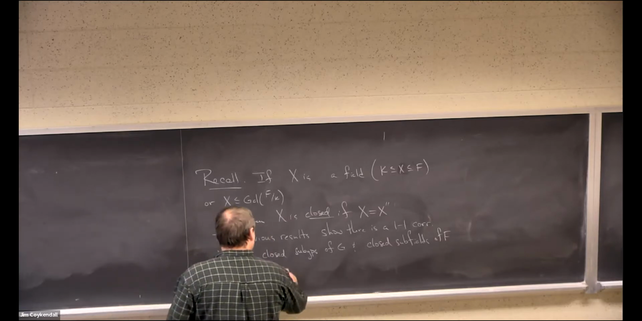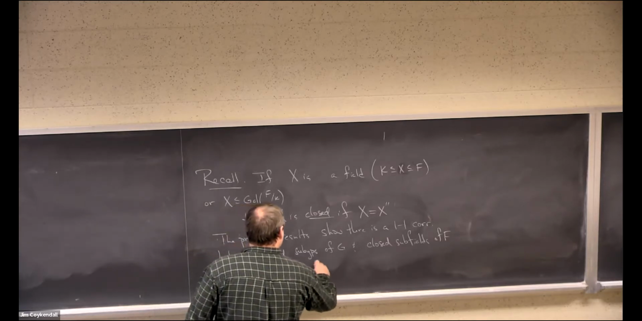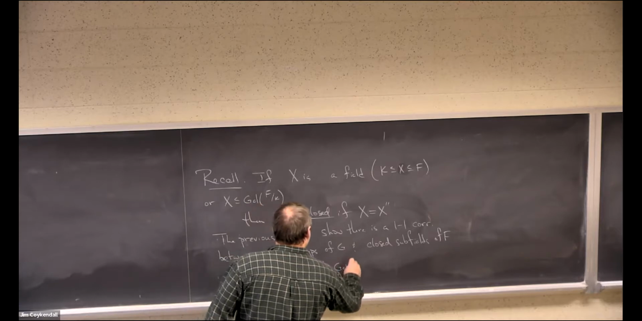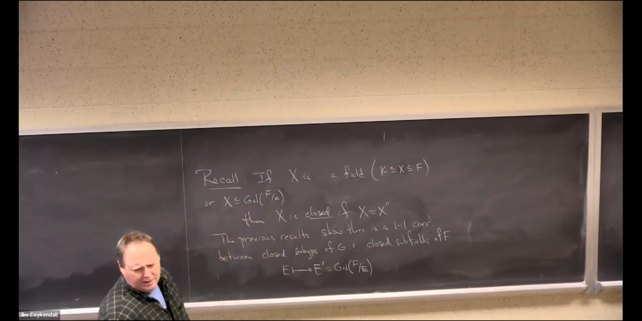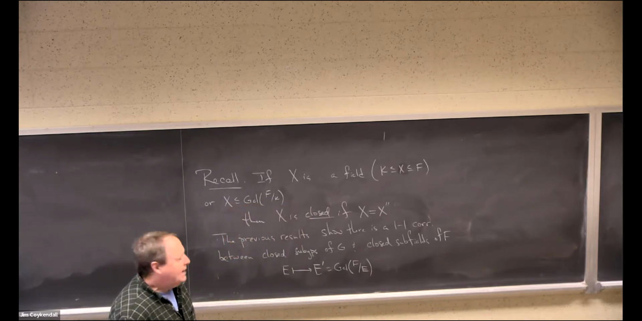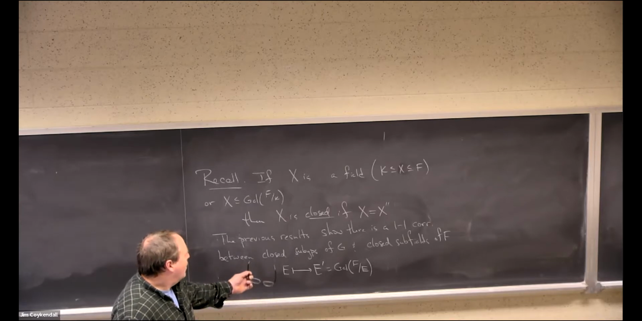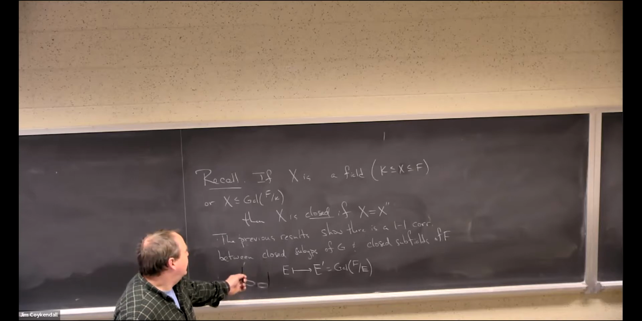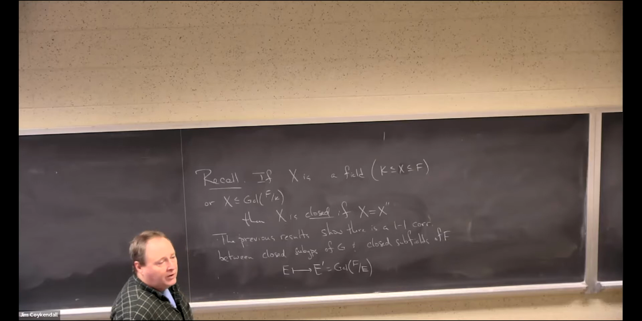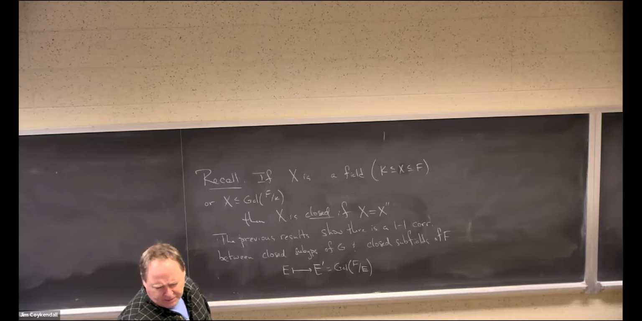Given by E, field goes to E prime, which is the Galois group of F over. So the previous results that we proved last time show that we basically have the statement of the fundamental theorem of Galois theory under the assumption that things are closed. That is to say, we've got a one-to-one correspondence between closed subfields and closed subgroups of G.